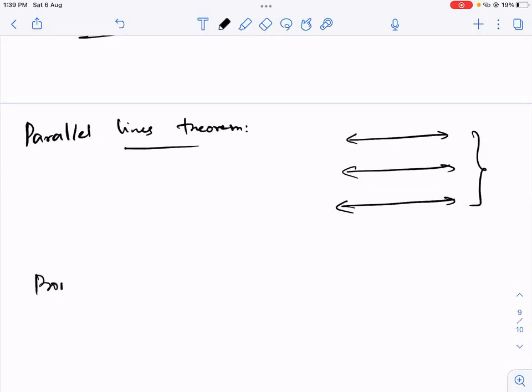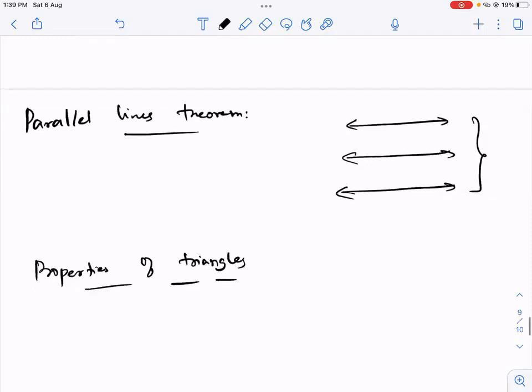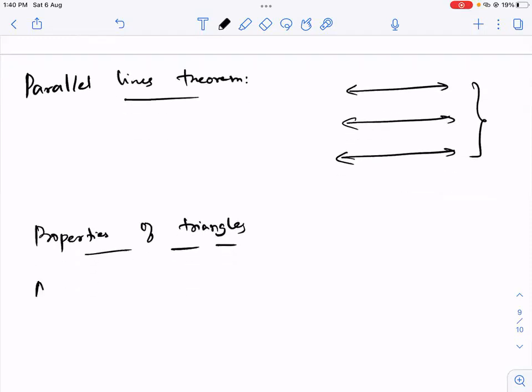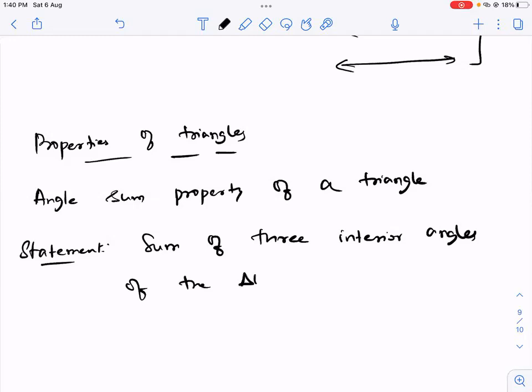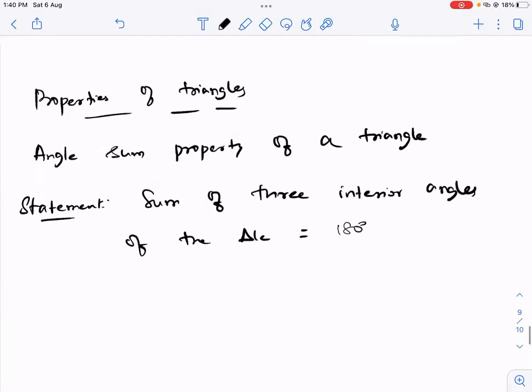That is properties of triangles. So what are the properties of triangles? One is called the angle sum property of a triangle. So angle sum property of a triangle. That is, what is the statement, guys? Read it. Sum of the three interior angles of a triangle is 180 degrees.